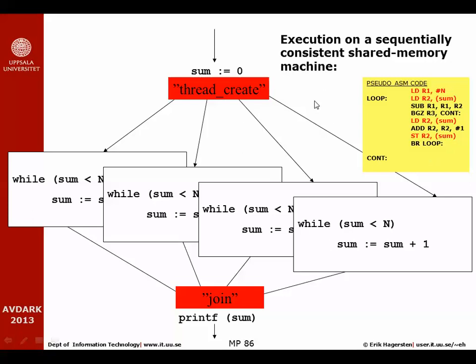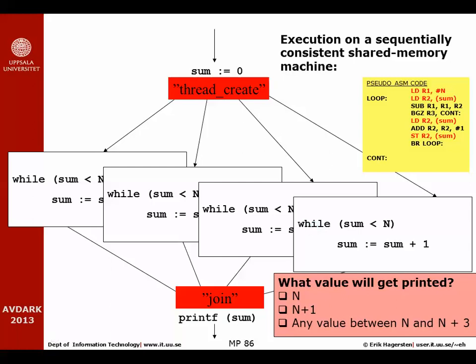So the question here is, what value will get printed after these 4 threads have fallen out of the loop? The correct answer is any value between n and n plus 3. To get n plus 3, Murphy has to be involved. We have to make sure, for example, that when sum is equal to n minus 1, which is the last time we will get into this loop, all these threads will enter at about the same time.